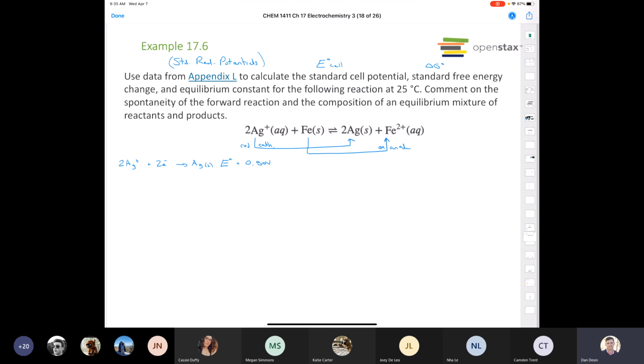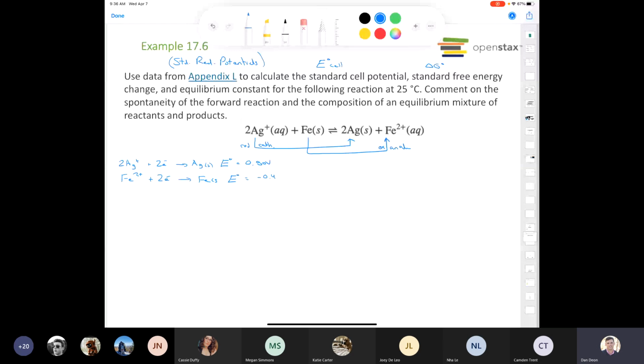If we look up the standard reduction potential for iron, so the reaction that's occurring here is an oxidation, but if we look up the standard reduction potential for Fe2+ plus 2 electrons producing iron in the solid phase, we see that the standard reduction potential is negative 0.45.